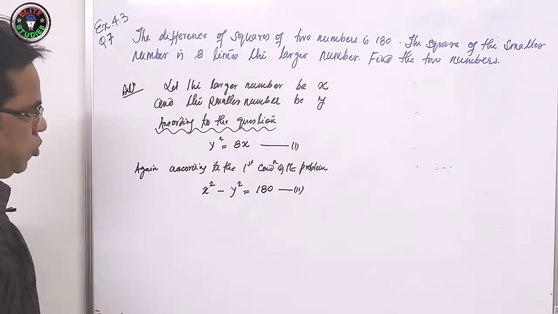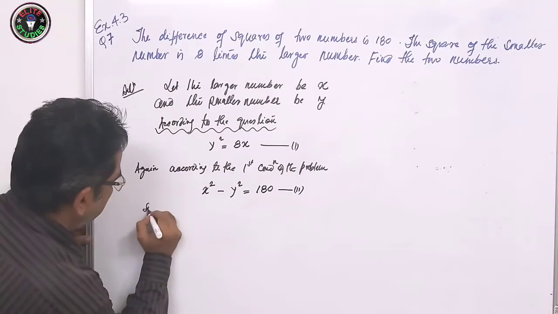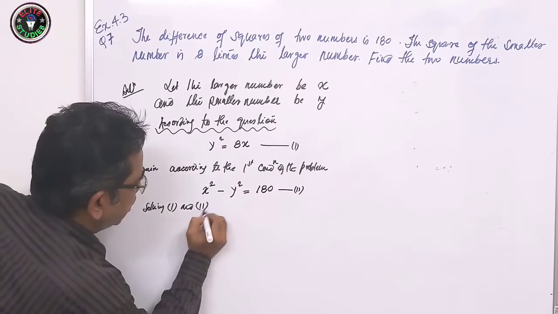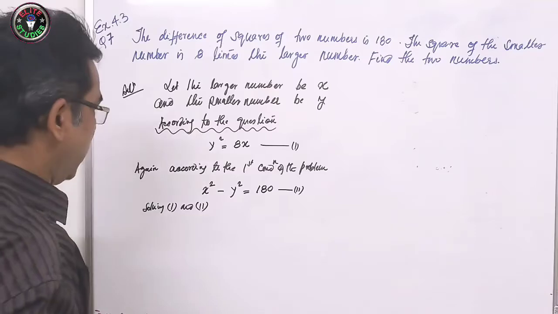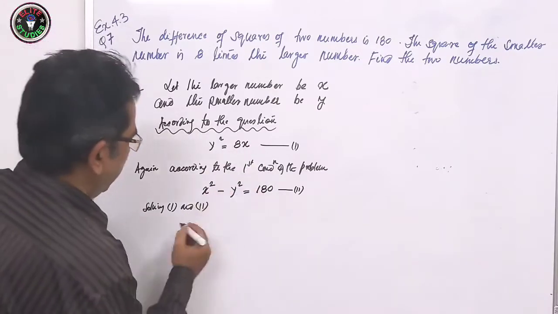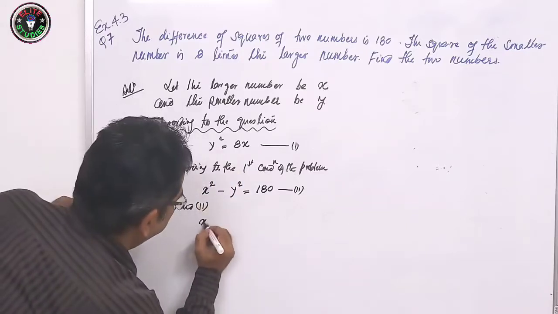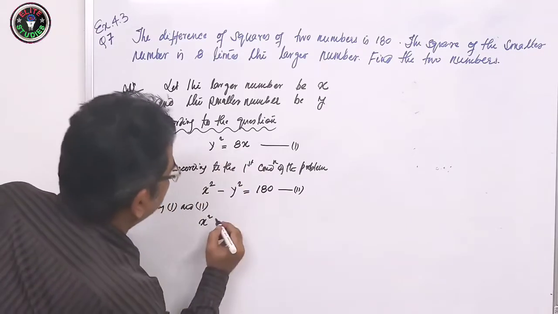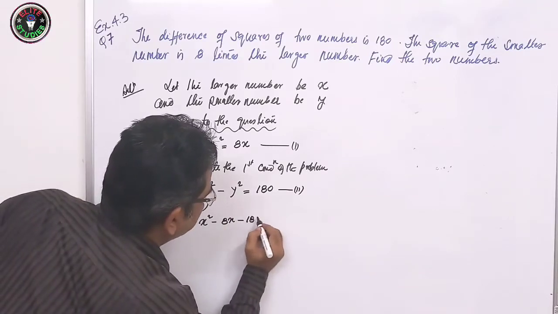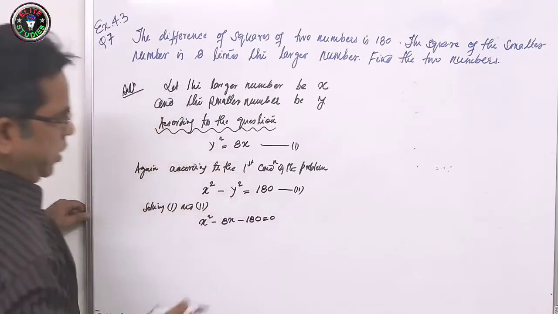Now we have got the second equation also. The next step is solving 1 and 2. Just simply in place of y square you put 8x, so from 1 and 2 it is x square minus 8x minus 180 equal to 0. Now let us factorize.